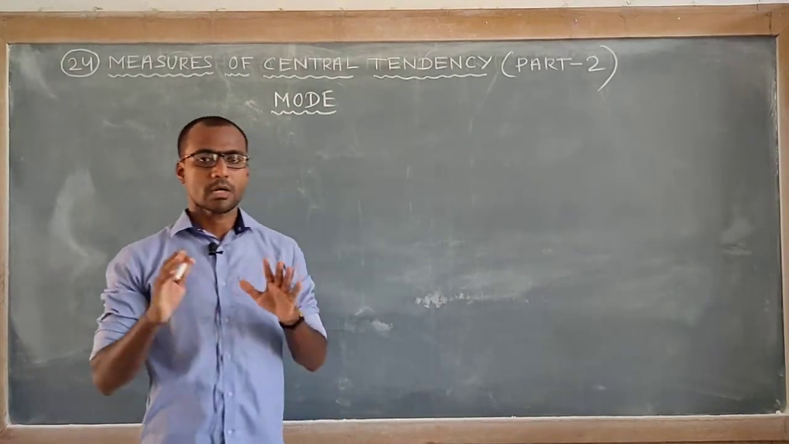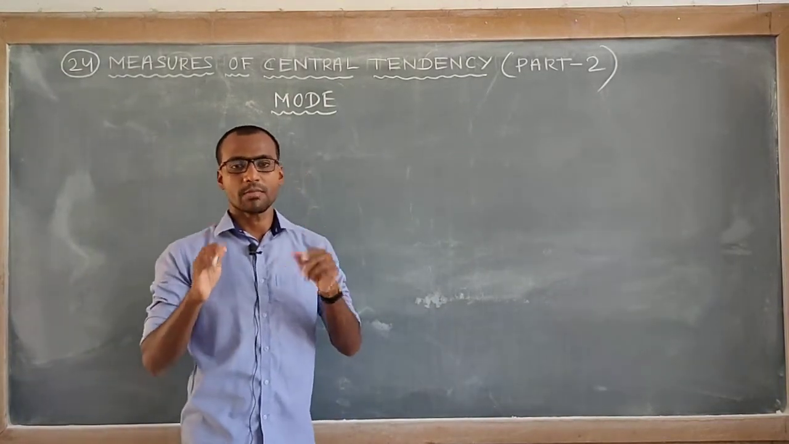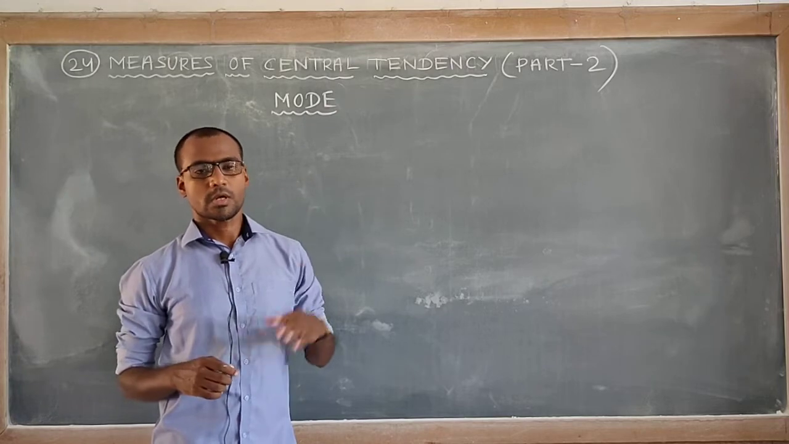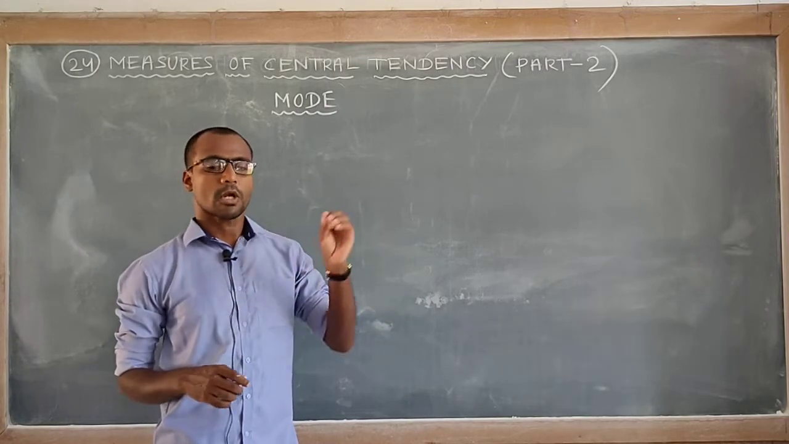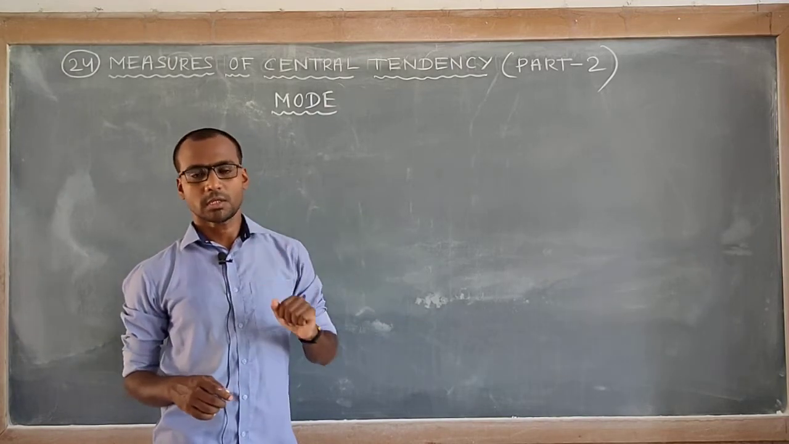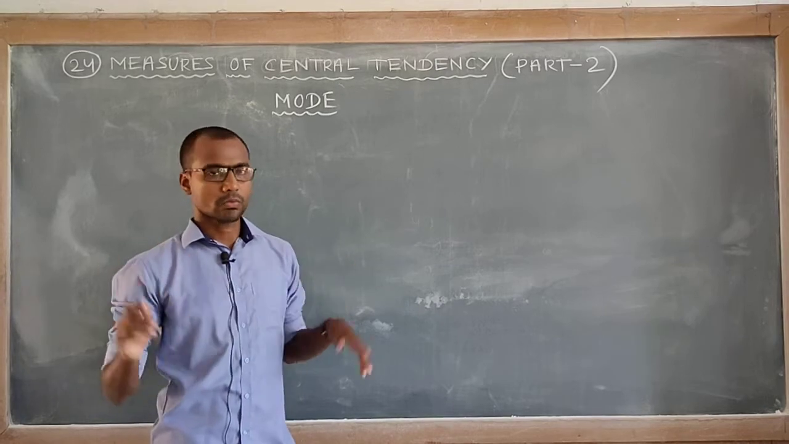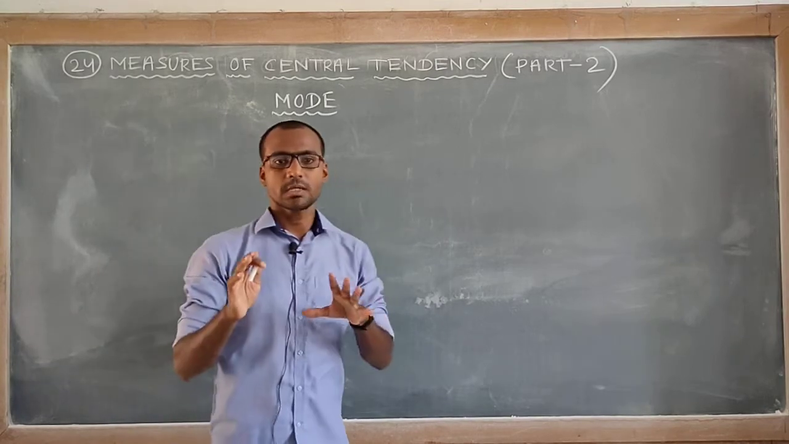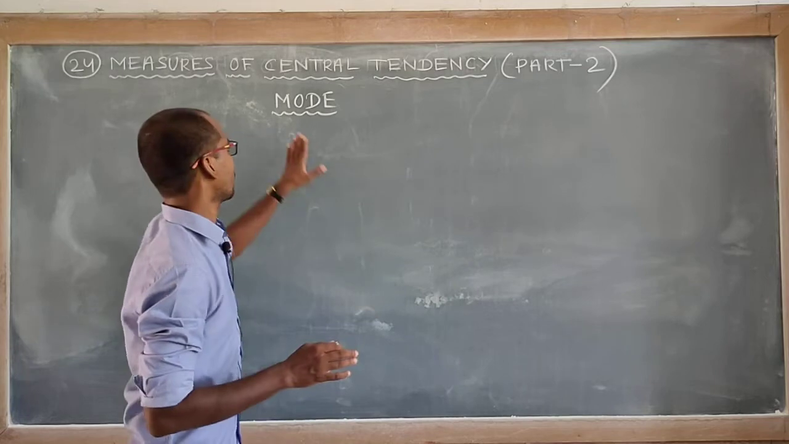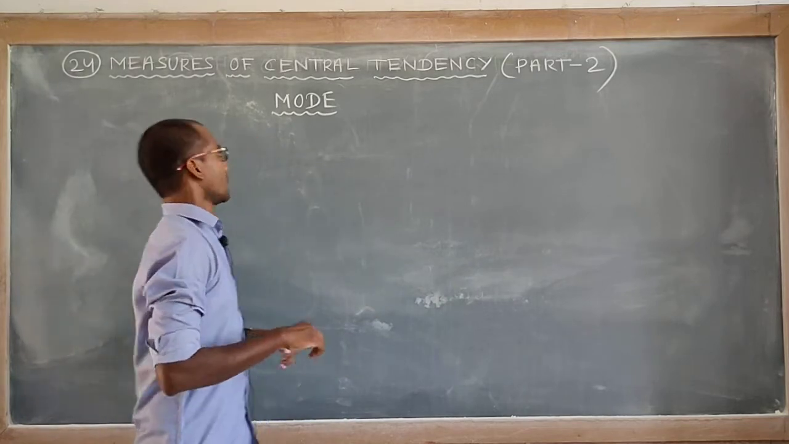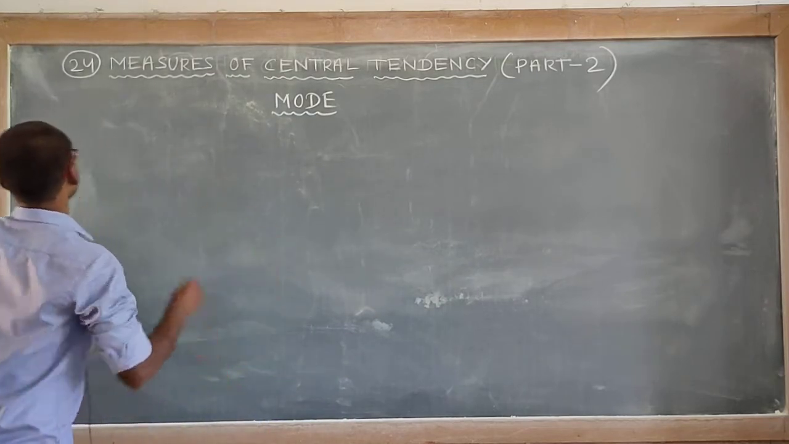Okay, in part 1 I have already explained how to find mean or average for ungrouped data, for grouped data, for untabulated data, in 3 methods also. So mean was over. The second part is completely for mode. Okay, now what is mode?